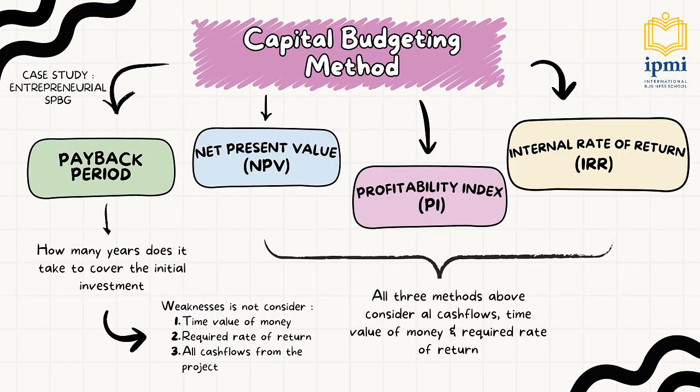There are four capital budgeting methods. Payback period: how many years does it take to cover the initial investment? The weakness is that this method does not consider time value of money, required rate of return, or cash flow from the project. The other three methods are net present value, profitability index, and internal rate of return. All three methods consider all cash flows, time value of money, and required rate of return.